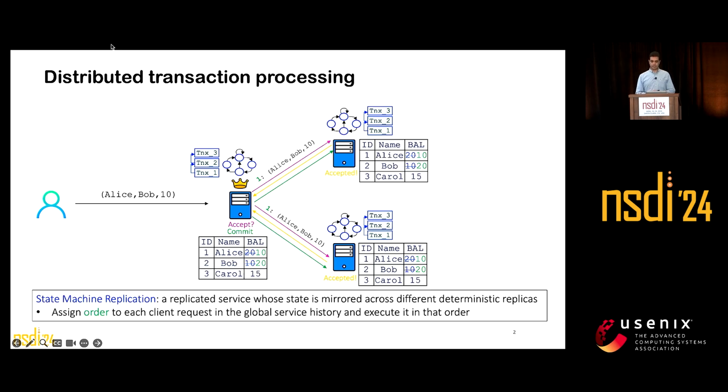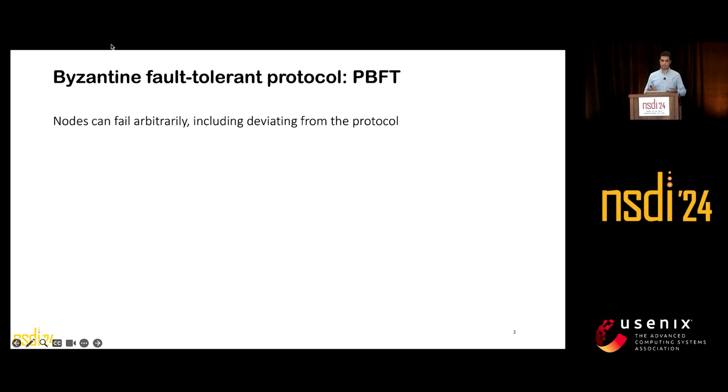So we all know that we use state machine replication. Thanks to the previous speakers, we all know what state machine replication is. The goal of a consensus or BFT protocol here is to assign order to each client request, and then these requests are going to be executed in that order. Here we talk about an example where we support crash failures. We are able to tolerate crash failures, where a faulty node stops working and doesn't behave maliciously.